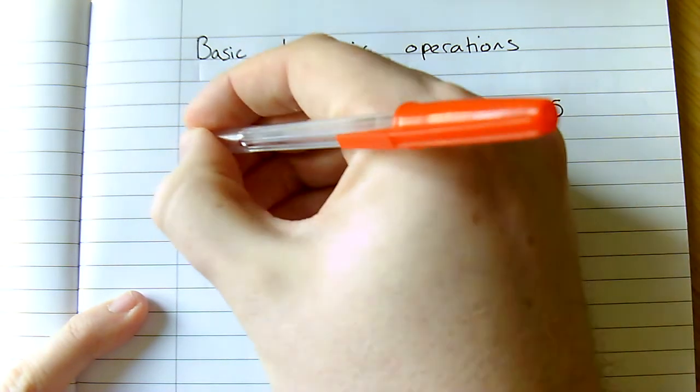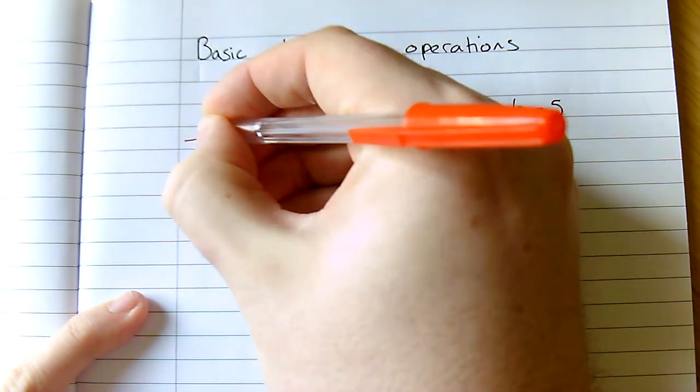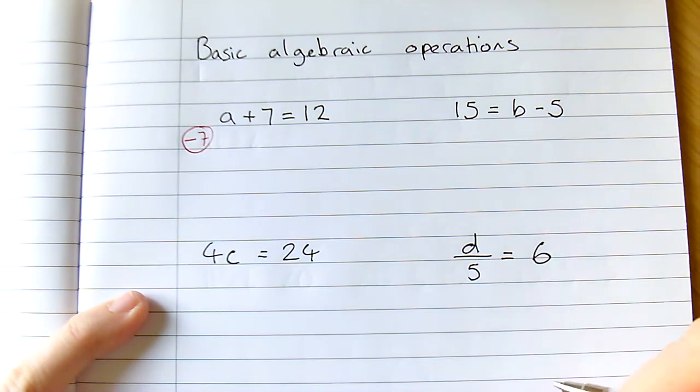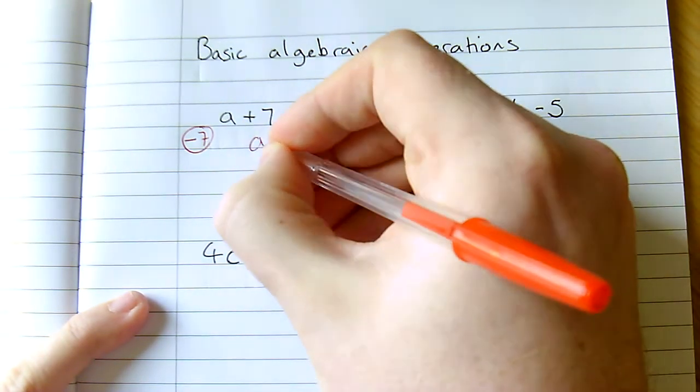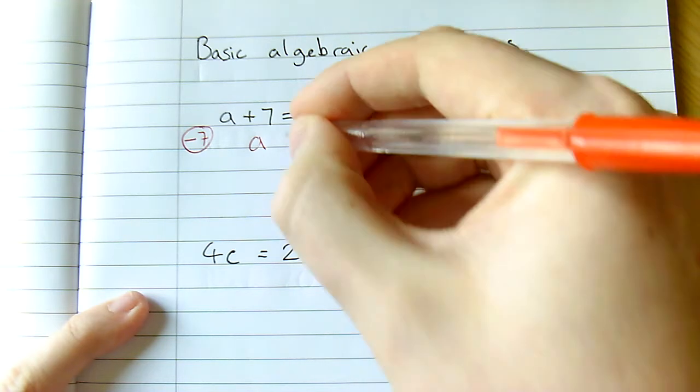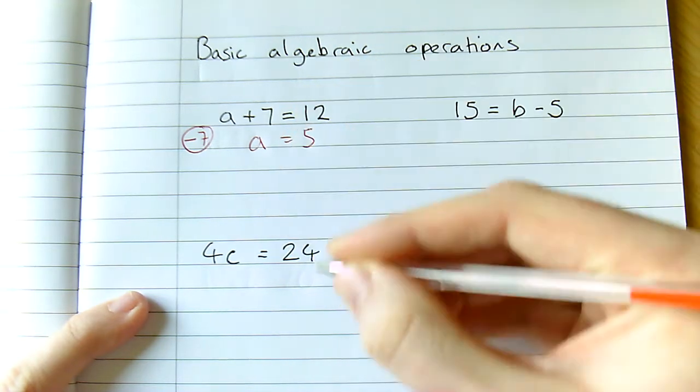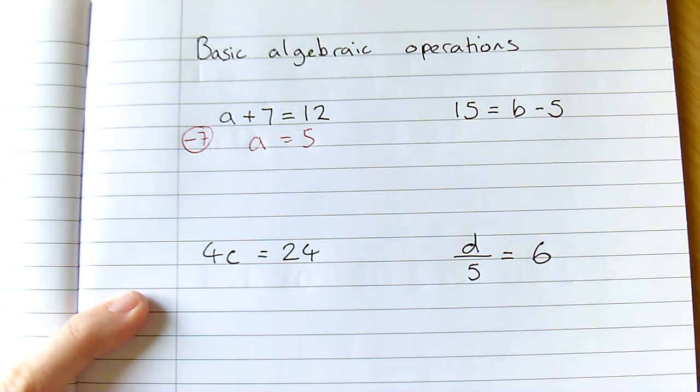Now I'm going to set this up like so. Subtract 7. Now when I want to do this, because I'm subtracting 7, I'm going to get rid of it from both sides. It'll make a bit of sense. So a plus 7, taking the 7 away, leaves me with just a. 12, if I take the 7 away, leaves me with 5. So my answer is a equals 5.